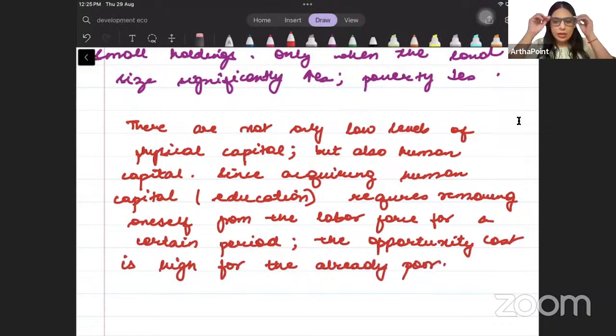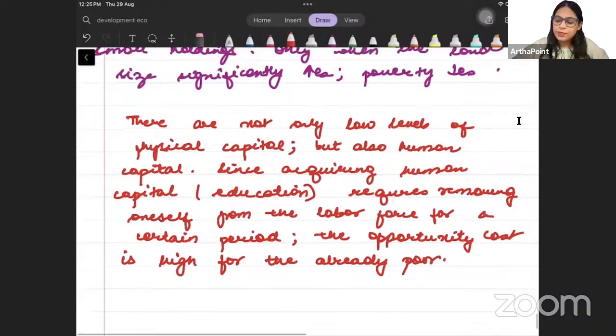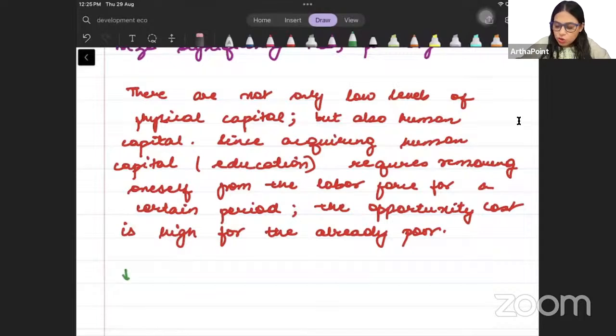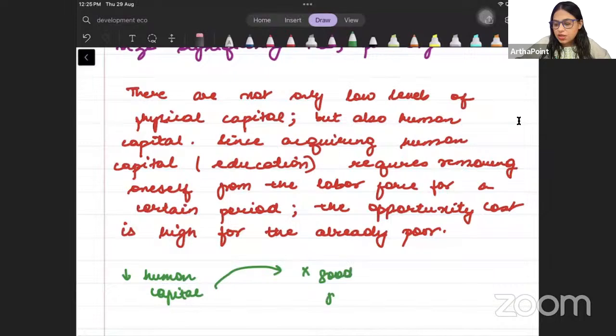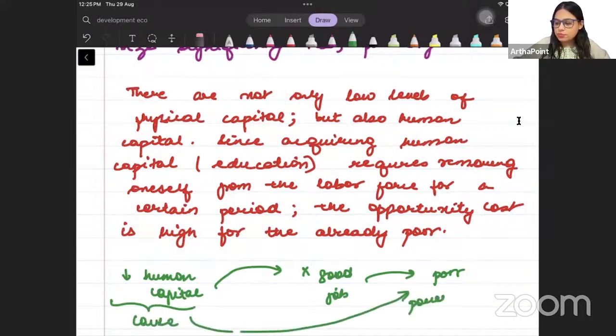So as I said, poverty is cause and consequence of lack of asset. Now our asset is human capital. So if you have less human capital, if you have less education, then you will not be getting a good job. If you will not get a good job, then you will be poor. So here this acts as a cause of poverty. Lack of human capital acts as a cause of poverty.